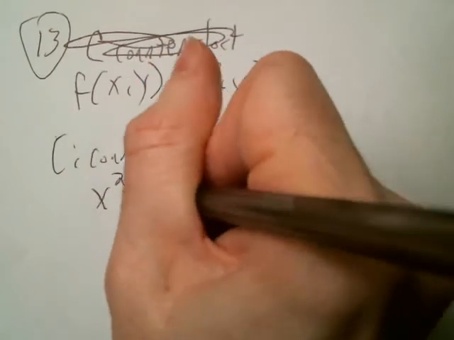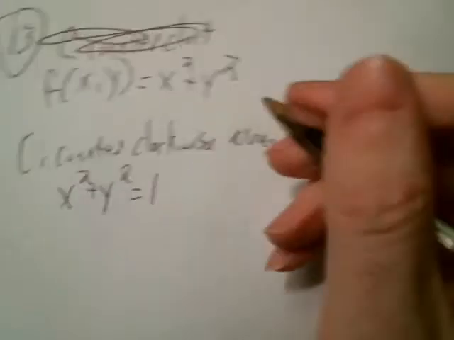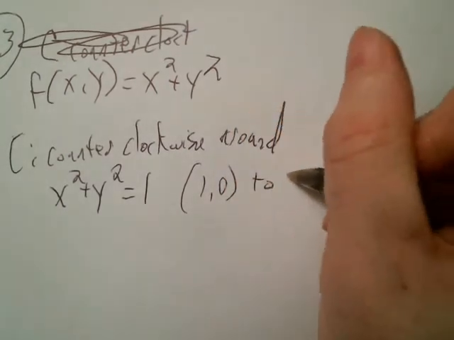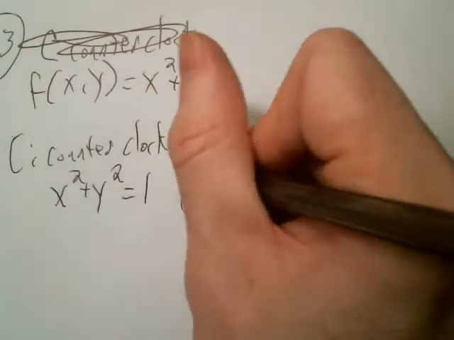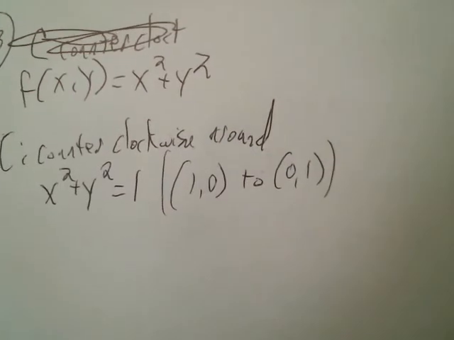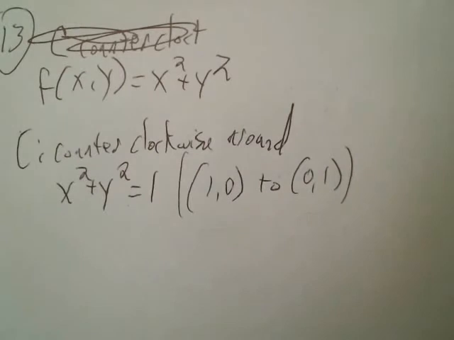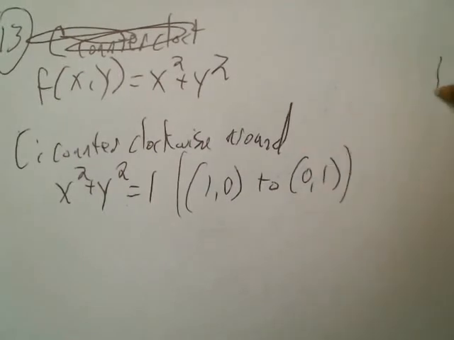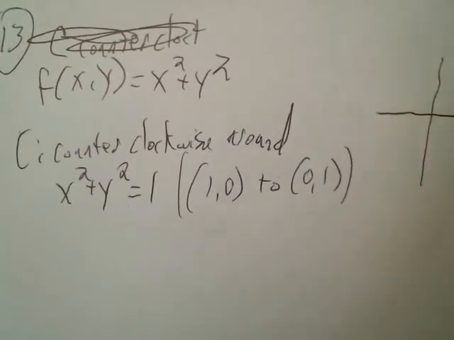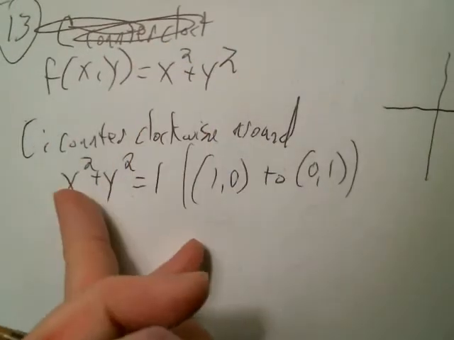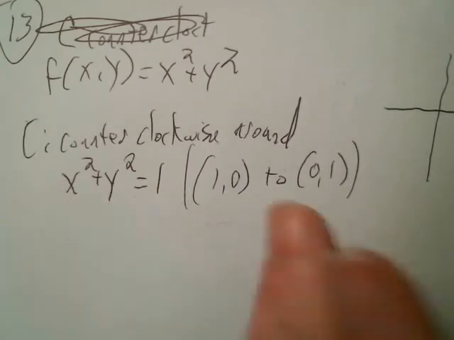X squared plus y squared equals 1, and we're traveling from (1, 0) to (0, 1). All right, so I need to find my vector valued function for this. It's a circle, so you're probably going to be using x as cosine and y as sine, some variation on that. Sometimes you have to reverse, put sine there and cosine here, or make one negative, stuff like that.